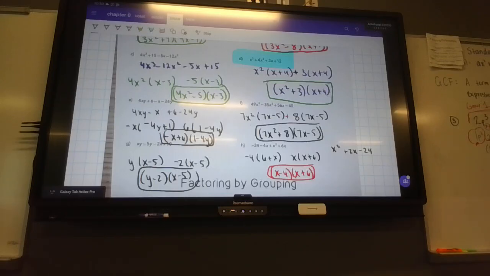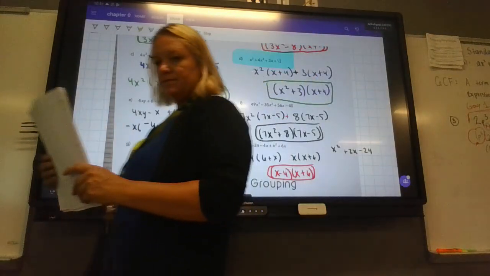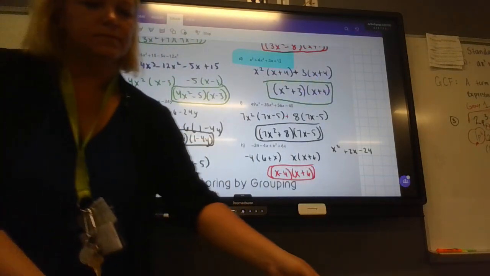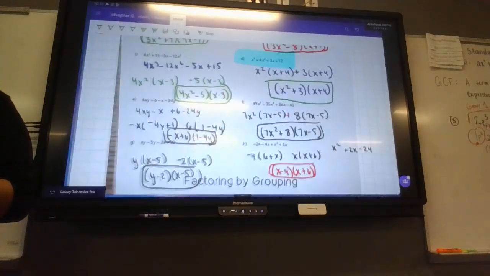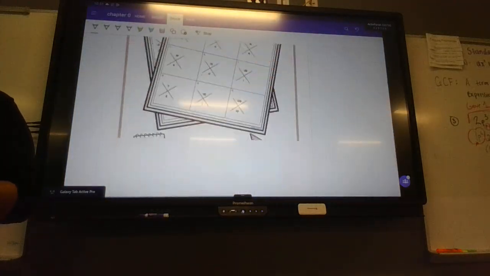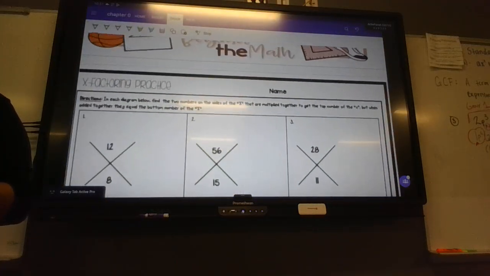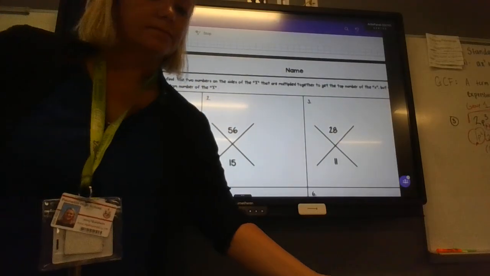Did every group get a handout? No. There you go. Read the directions, talk it over. I'll go over it in just a moment. I don't understand the handout.